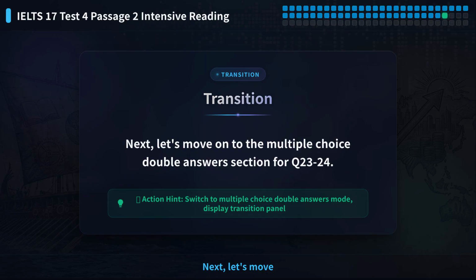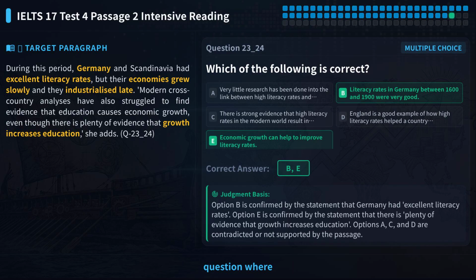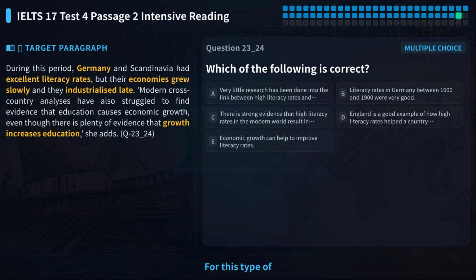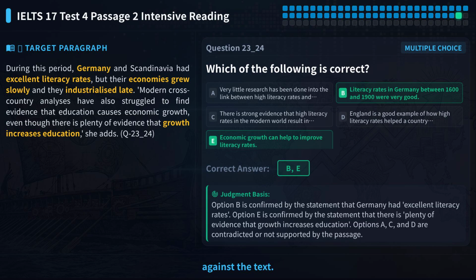Next, let's move on to the multiple choice double answers section for Q23-24. Now let's look at questions 23 and 24, a multiple choice question where you pick 2 answers from 5. The question is about literacy and economic growth. Please pause the video, read options A to E, and try to choose your answers. For this type of question, our strategy is to check each option one by one against the text.